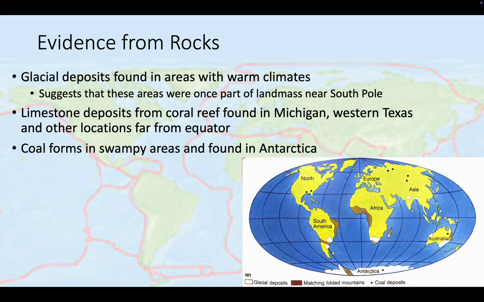There are limestone deposits from coral reef found in Michigan and western Texas and other locations far from the equator, but most of our coral reefs are along the equator. So if we're finding them up in Michigan and western Texas, those aren't typical places for coral reefs. Coal forms in swampy areas and found in Antarctica. So Antarctica definitely is not a swampy climate. So all of these pieces of evidence suggest that the continents were not where they currently are.